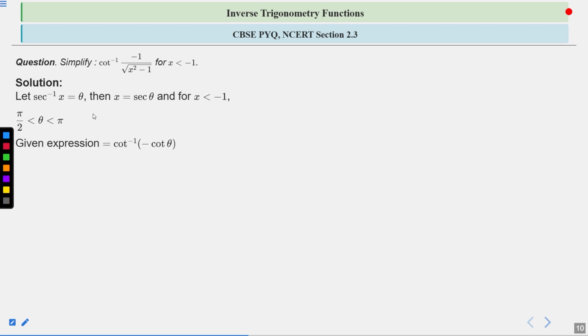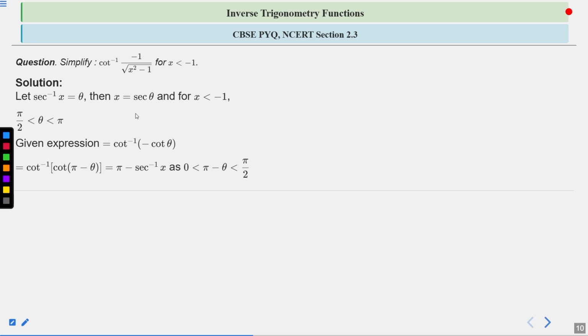So the given expression, cot inverse of minus cot theta, will be cot inverse cot of pi minus theta, because we know that cot of pi minus theta is basically minus cot theta. So cot inverse cot of pi minus theta will be equal to pi minus theta. And what was theta? Theta was sec inverse x. Therefore we can write the given expression as pi minus sec inverse x.